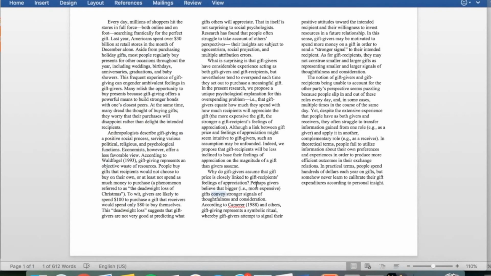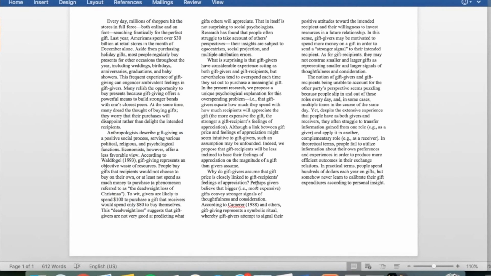The sentence is: "Perhaps givers believe that bigger gifts convey stronger signals of thoughtfulness," etc. So what are the parts of speech here? Convey is a verb. Gifts are the subject. They're doing the conveying, bigger gifts, and they're conveying thoughtfulness and consideration. So gifts convey thoughtfulness, basically. We can break it down into that. And so, pretty sensibly, convey is kind of broadcasting something. It's broadcasting this idea, this concept of a signal of thoughtfulness and consideration, and it's being done by a gift. So something like broadcasting, maybe.